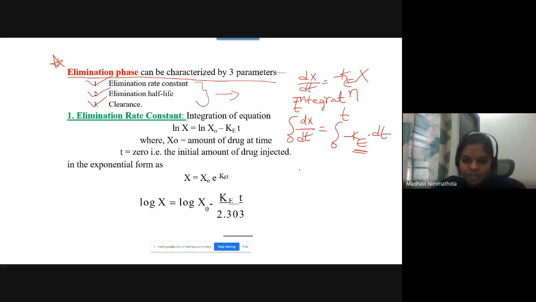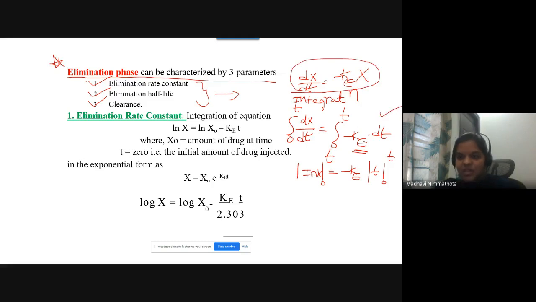Then this becomes ln x from 0 to t is equal to minus ke into t from 0 to t. Okay, integration from 0 to t of dx by dt is equal to integration from 0 to t of minus ke into dt. When you integrate this basic equation, you will get this equation.